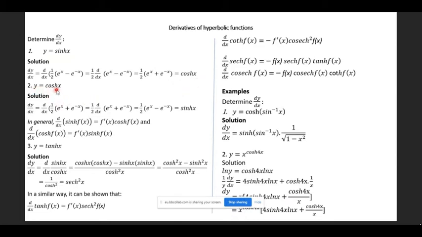What about if it is now the derivative of cosh? Again, we can use the definition of hyperbolic cosine, and it will be half into e to the exponent x plus e to the exponent minus x. And then if you differentiate this, you can take half out. The derivative of e to the exponent x will be e to the exponent x. And the derivative of e to the exponent negative x will be e to the exponent negative x times the derivative of the exponent, which is negative 1. That's why we are going to have negative here.